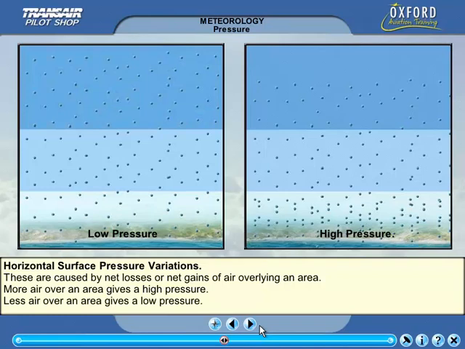Conversely, if on a given day there is less air overlying a surface, then the weight of air will reduce, and the pressure will decrease. This gives rise to horizontal surface pressure variations, which are more commonly known as high and low pressures.